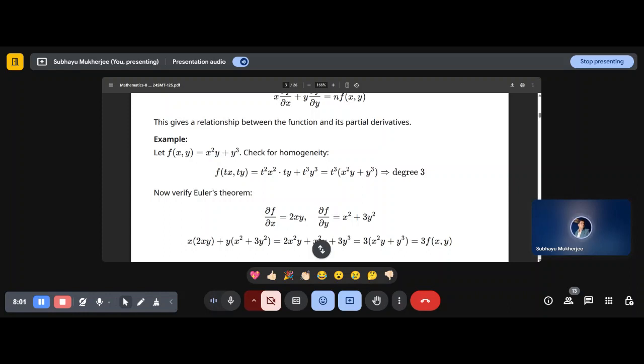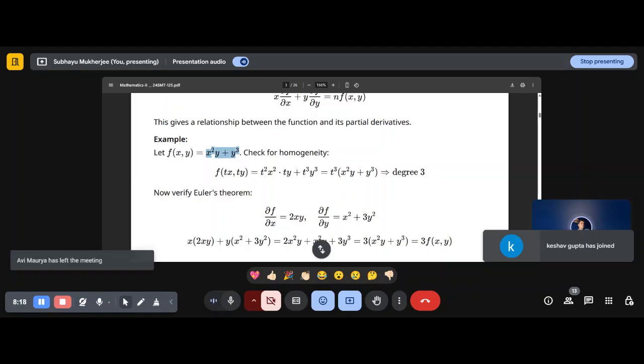We check for homogeneity, that is f of tx comma ty. We have this particular function x square y plus y cube. So what we do is replace x and y by tx and ty, and then we check what degree of t comes common such that this particular expression can be obtained again.